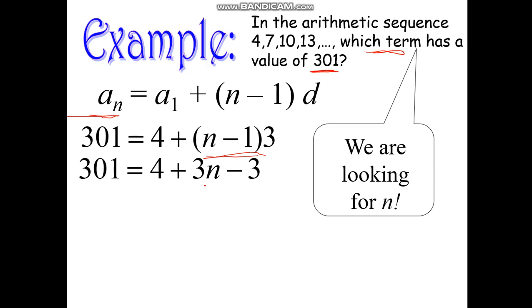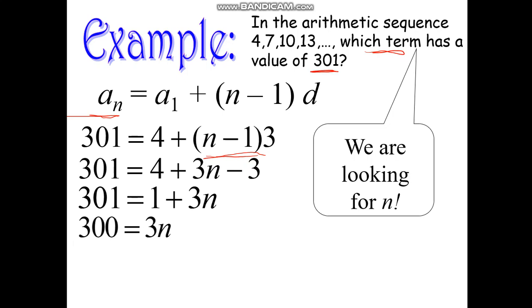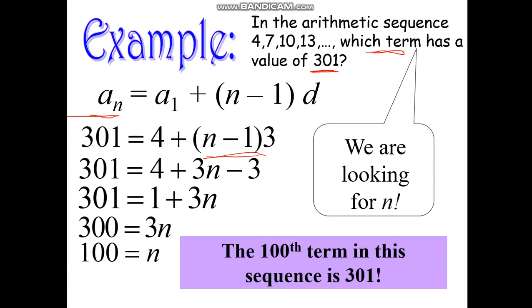So I've got 4 plus 3n minus 3. Now I'm going to combine like terms. I'm going to take 4 minus 3. That gives me 1. 1 plus 3n. So now I'm going to subtract 1 from both sides. I get 300 equals 3n. And I'm going to divide both sides by 3. I get n is equal to 100. So the 100th term in this sequence is 301. And that's it. Let's do some more practice.